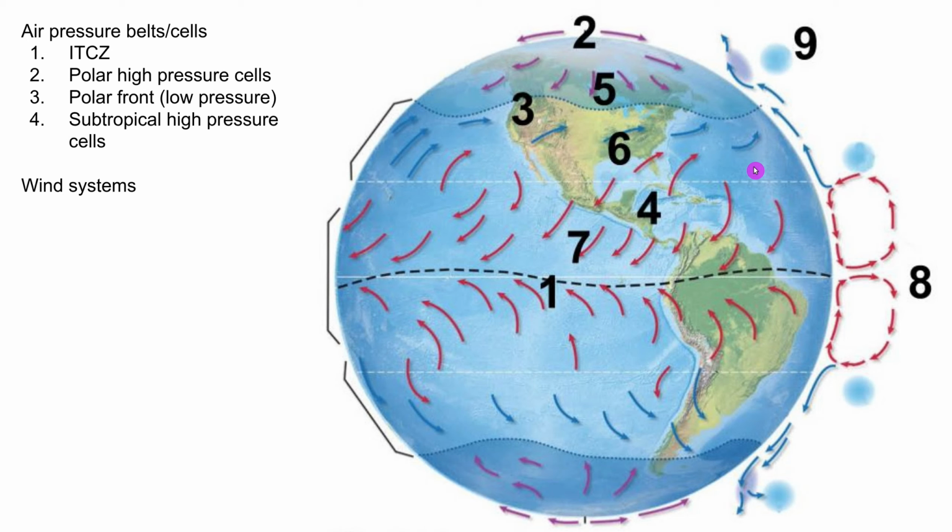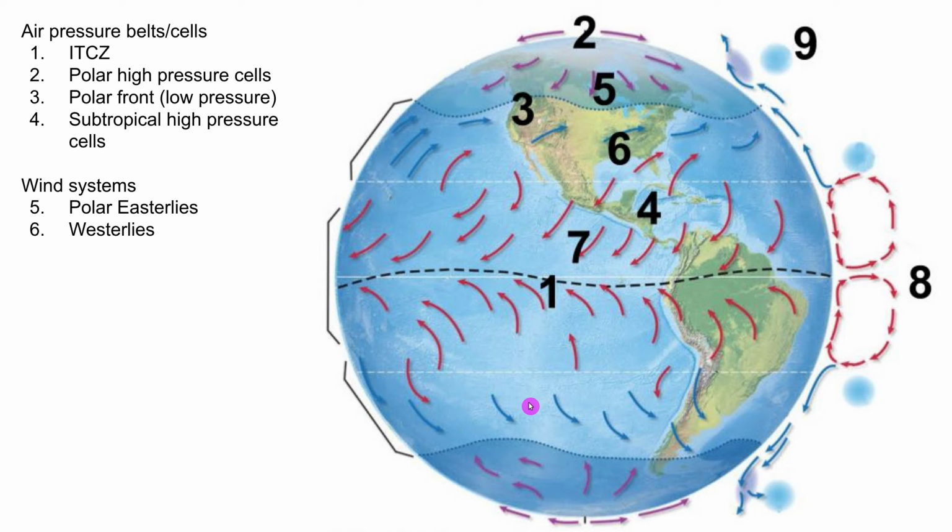These 4 pressure belts are going to form the wind systems. Air flows from high pressure to low pressure. So we've got number 5, the polar easterlies. This cold air is sinking and spreading out, flowing back towards the equator. Polar easterlies. The westerlies are created by the subtropical high pressure cells. The westerlies are the prevailing winds in the mid-latitudes, blowing from west to east as the air sinks and spreads out and rotates clockwise in the northern hemisphere and counterclockwise in the southern hemisphere.